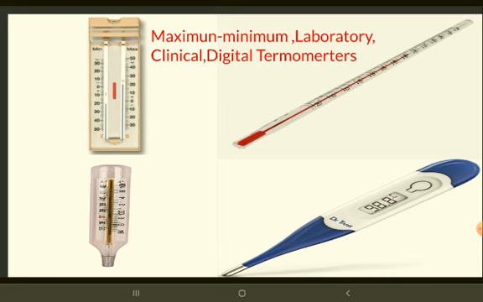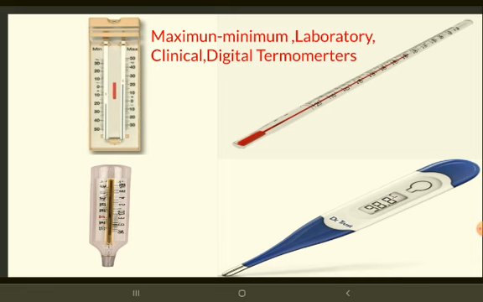But we can't use it in the laboratory or clinical laboratory. The laboratory thermometer is used to record the temperature of the things used in the laboratory. See, the maximum minimum is used for weather temperature, but the laboratory thermometer is used to record the temperature of the things used in the laboratory.